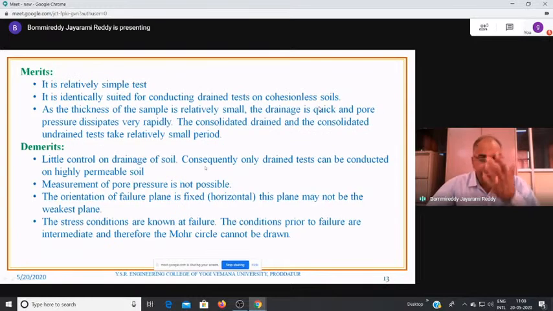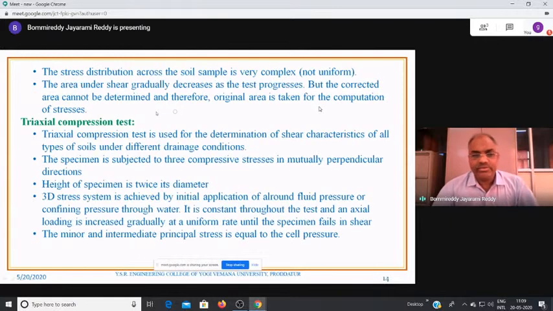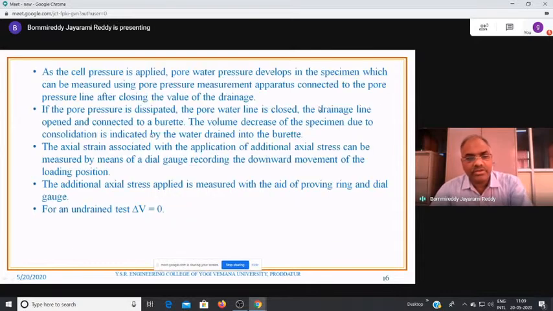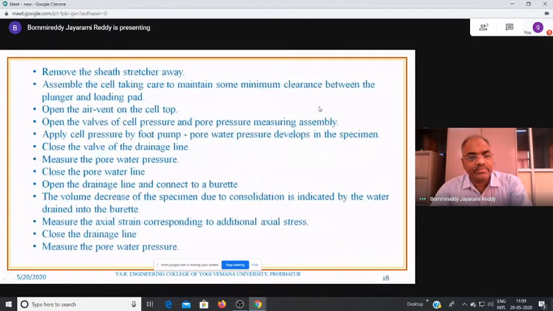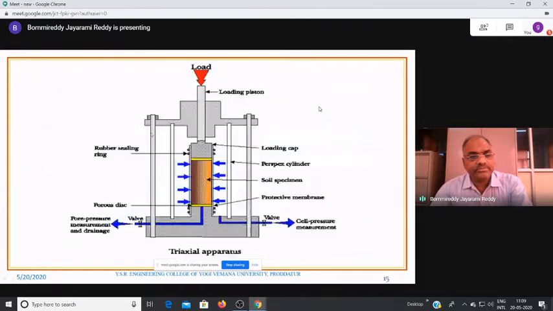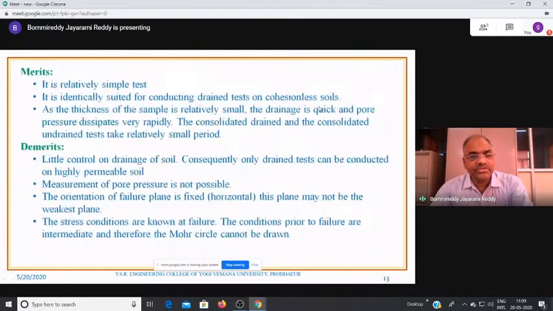It has its own merits and also demerits. Let us not spend much time. It's a relatively simple test, and it is suitable for conducting on all types of soils, both cohesive and cohesionless soils. But it will give the most accurate value for cohesionless soils.